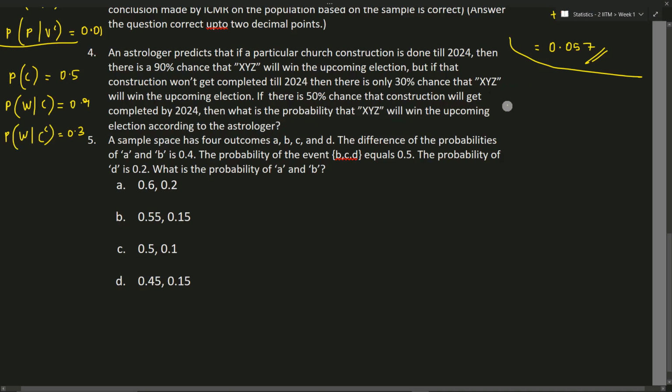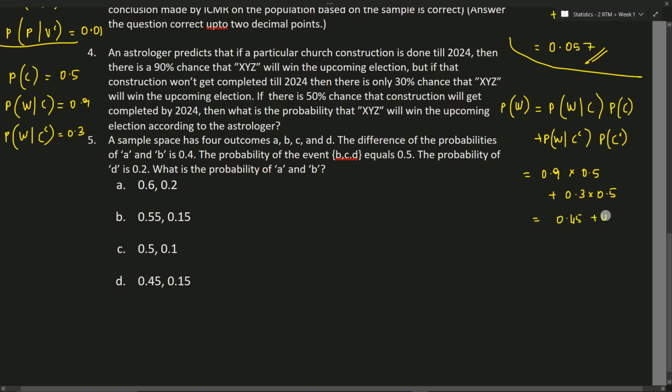We just have to write probability of win as probability of win conditional on completion times probability of completion, plus probability of win conditional on completion complement times probability of completion complement. So this is nothing but 0.9 multiplied by 0.5 plus 0.3 multiplied by 0.5. That is nothing but 0.45 plus 0.15, which is equal to 0.6.